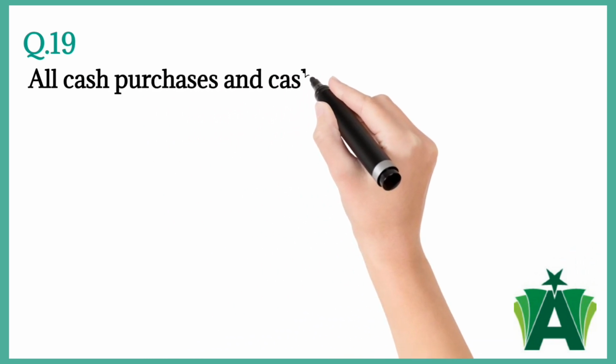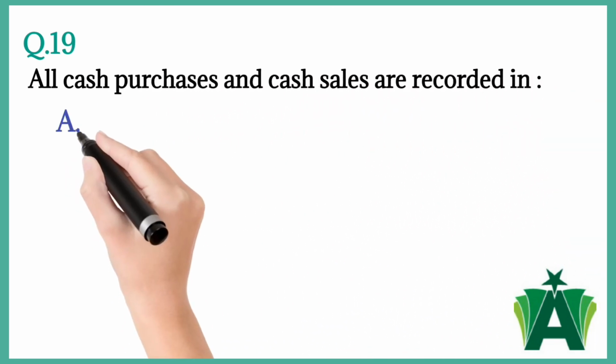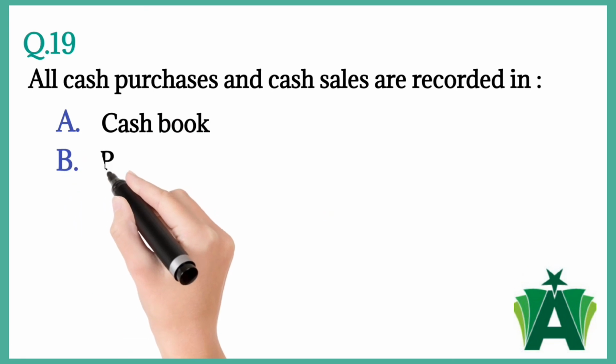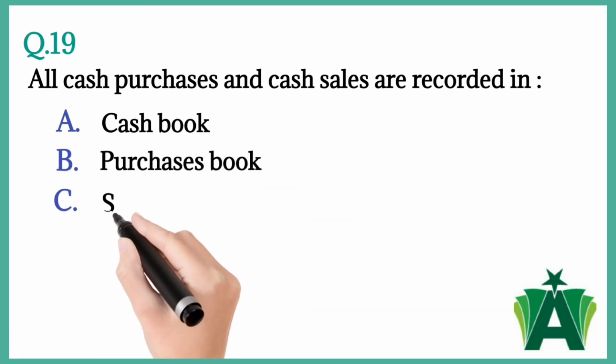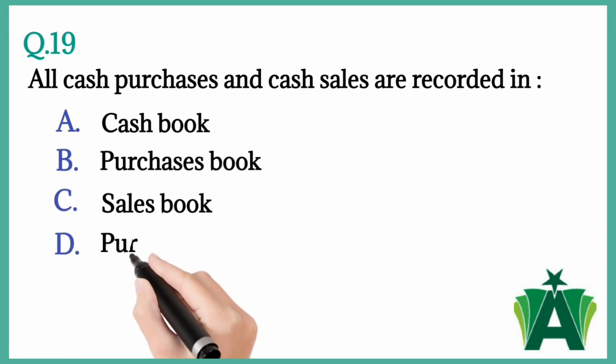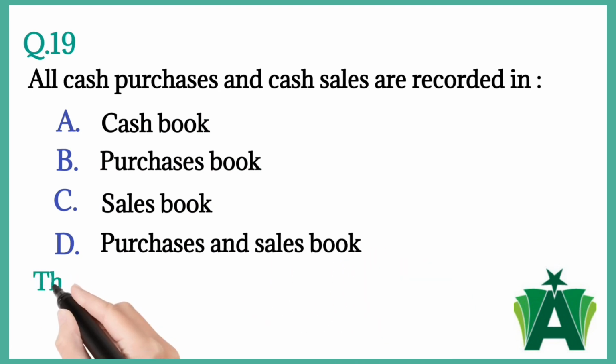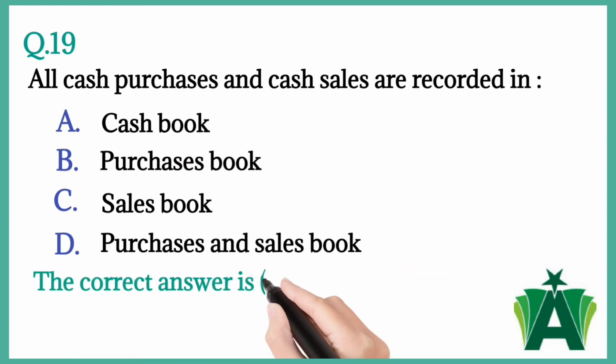Question number 19. All cash purchases and cash sales are recorded in A. Cash book, B. Purchases book, C. Sales book, D. Purchases and sales book. The correct answer is A. Cash book.